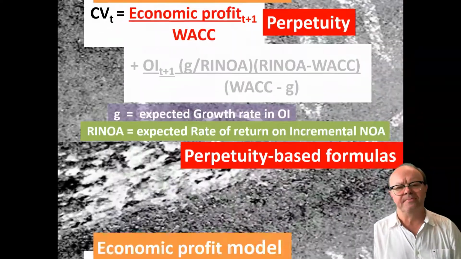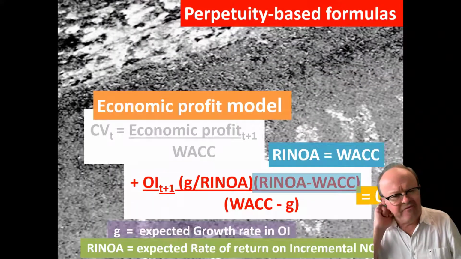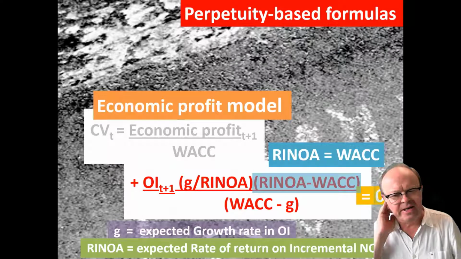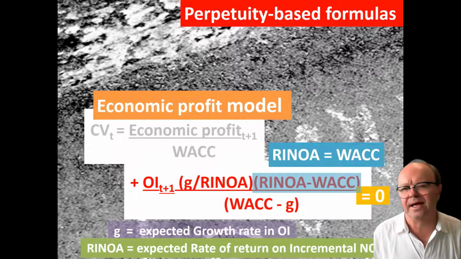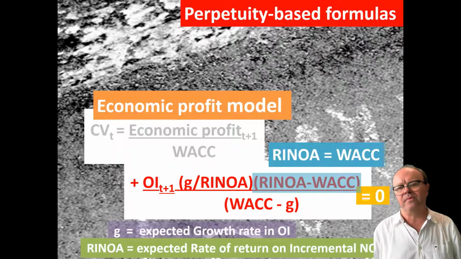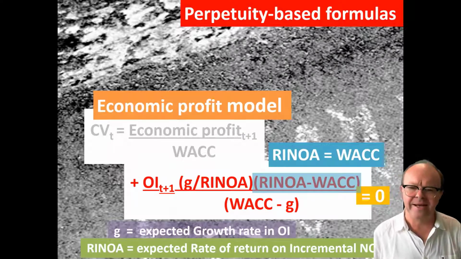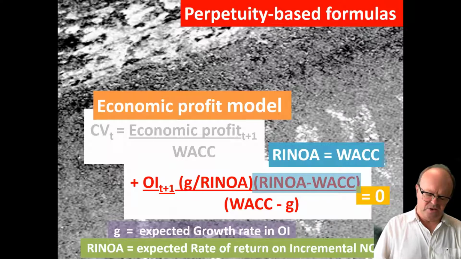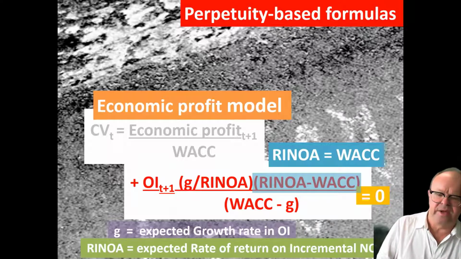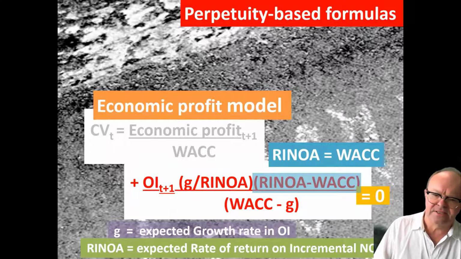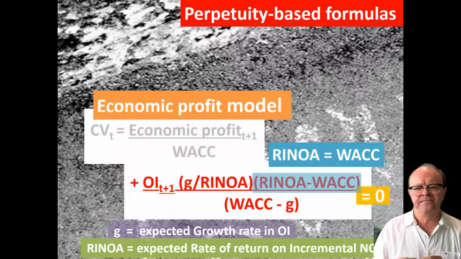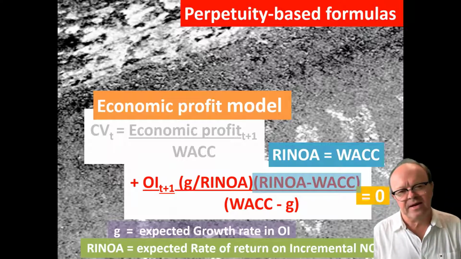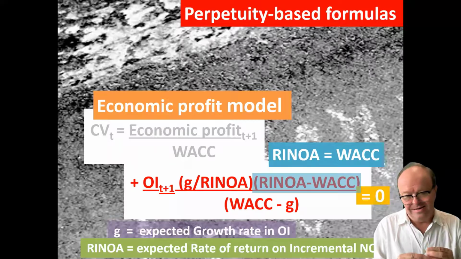That's a perpetuity, and it will be if our return on incremental net operating assets equals our weighted average cost of capital. Say we had a weighted average cost of capital of 8% and we used a return on incremental net operating assets of 8%. In other words, the returns we're getting on the additional net operating assets that we're assuming are being invested to support growth in the business after the forecast horizon. If that's the same as the weighted average cost of capital, there's no value add there.